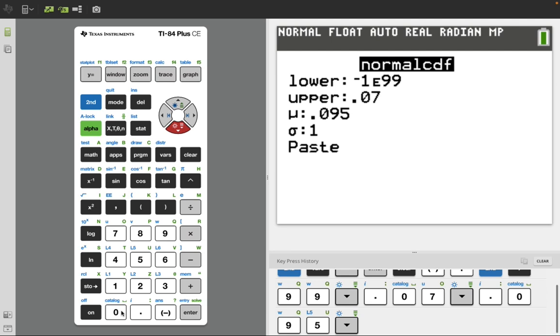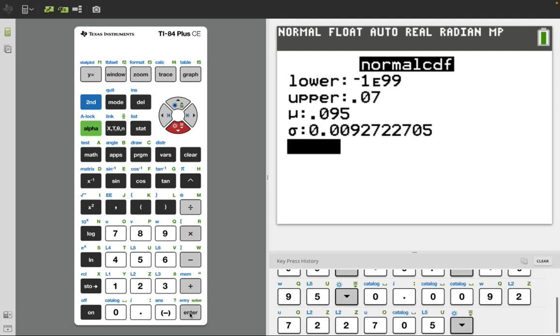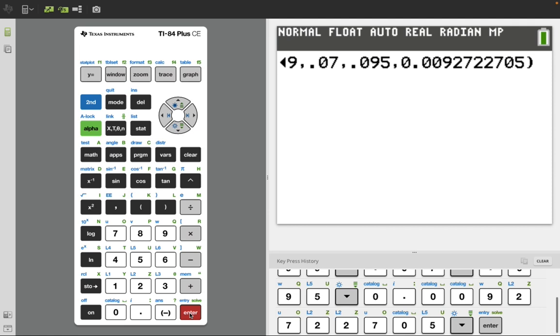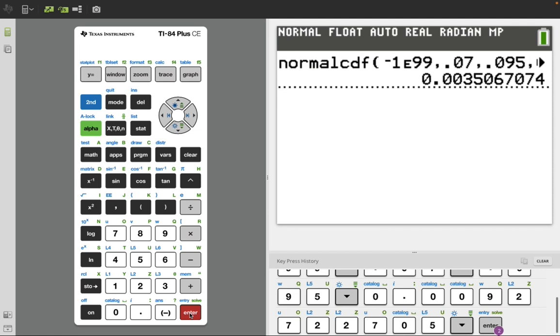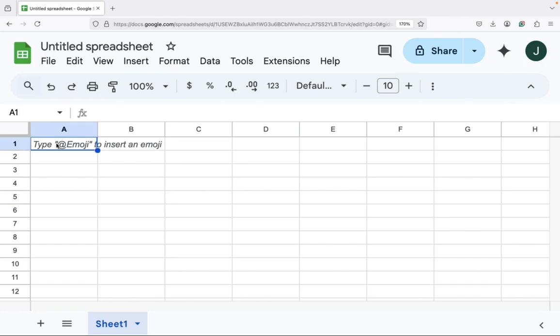Again, you don't want to round here. Go down and press enter. Again, press enter. And here you have it. This is your p-value. Now you can also do this on Google Sheets or Excel.